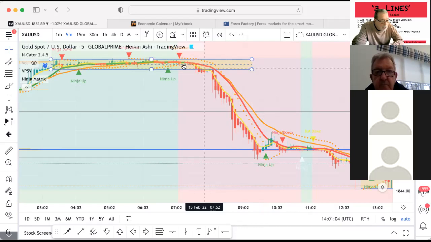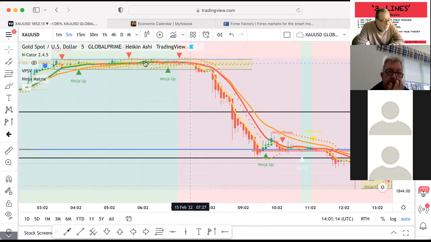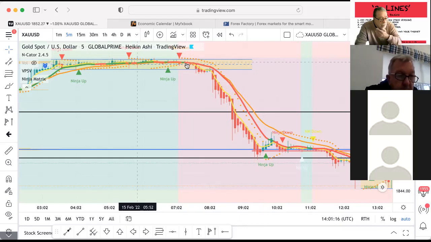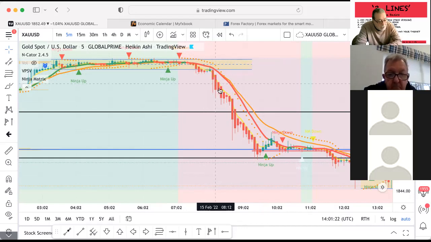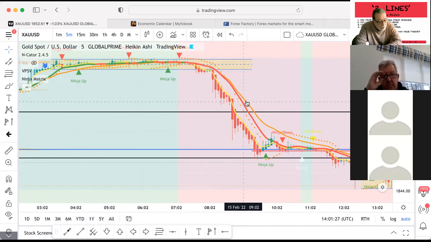So if you look up here, they were all clumped together. Can you see in this channel here, they were all on top of each other. There was no space between them. That was an area of consolidation. Then it started to move away. The 5 started to move away from the 13. And here we also got a gap between the 13 and the 20. That's an ideal situation for me.